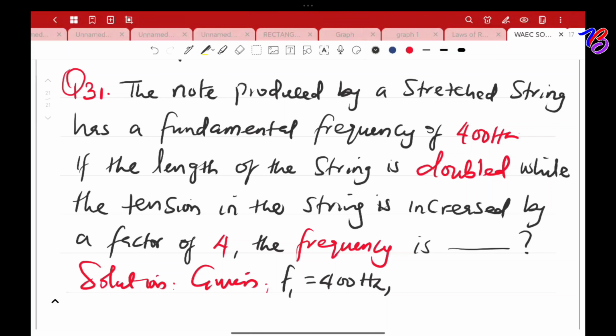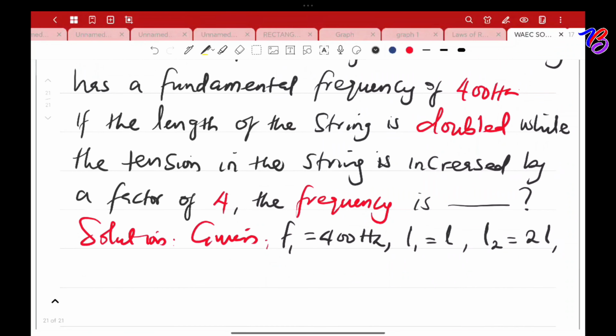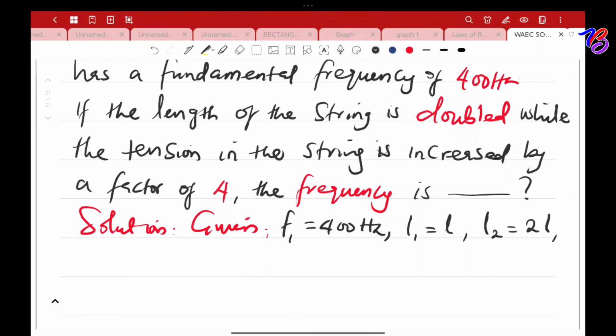Then if the length of the string is doubled while the tension in the string is increased, so length now is a second triune component. So if we are having length that is doubled, then of course you must have the original length. So L1 will equal L. I hope you are getting this. Now, L2 will become 2L because it is doubled. Are you following? The 2L is length, okay?